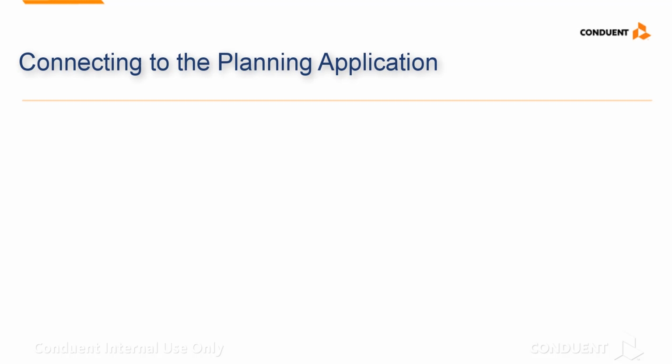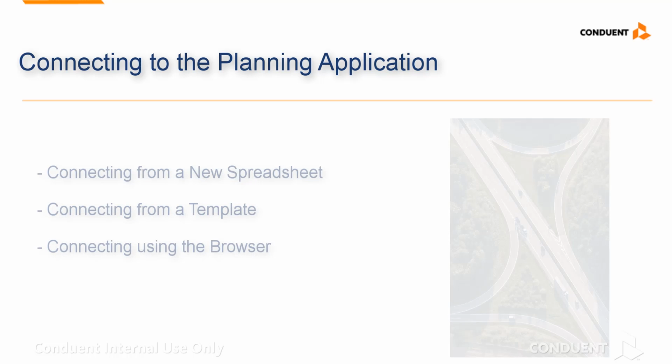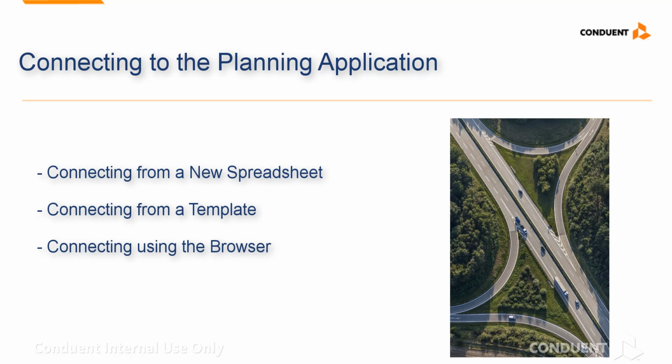There are three ways to connect to the planning application in order to create or modify revenue drivers. The three ways are connecting from a brand new spreadsheet, which we will cover in this video. You can also connect from a template, which is simpler, and we will cover that in another video. The last method is to connect using the Internet Explorer browser, which we will also cover.